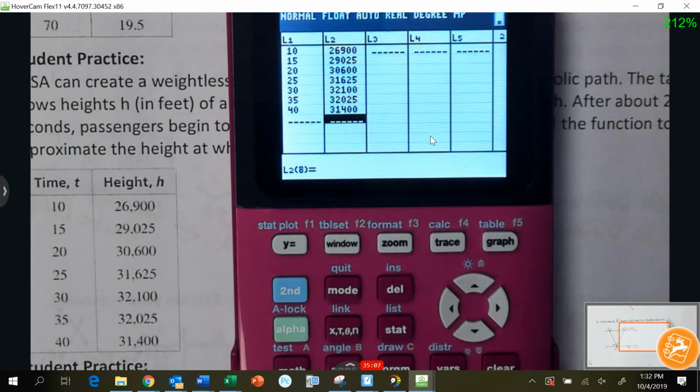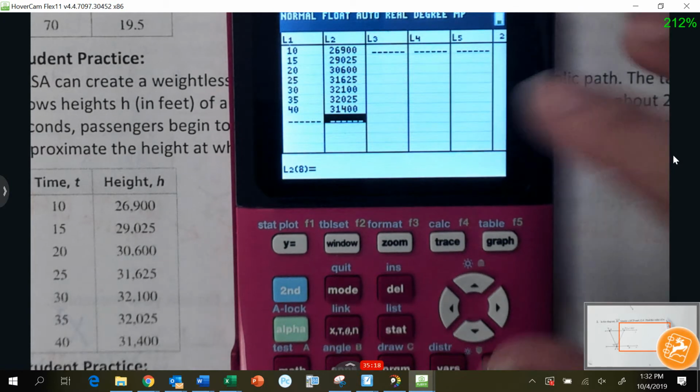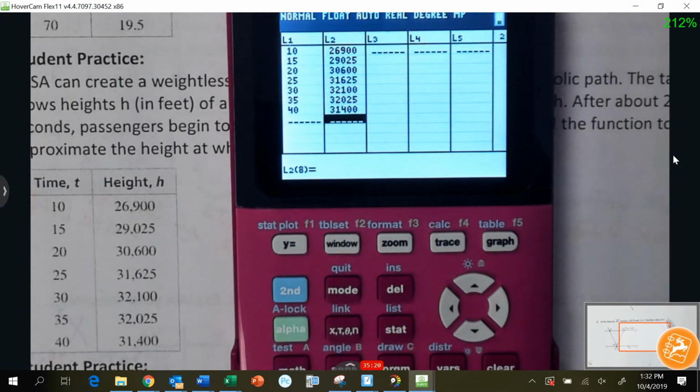So if you do type something in wrong, then you're going to have the wrong answer. So just be careful. After we type the data in, we want to see it to see what kind of regression to use.